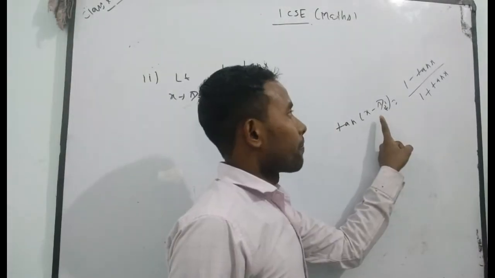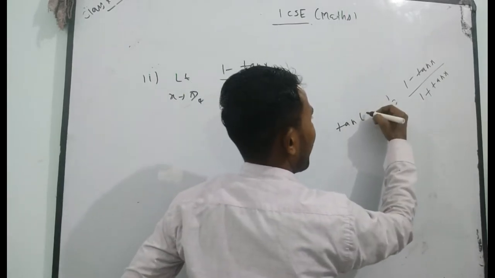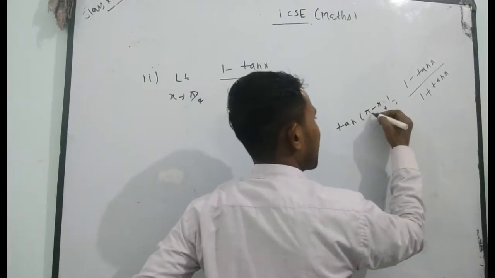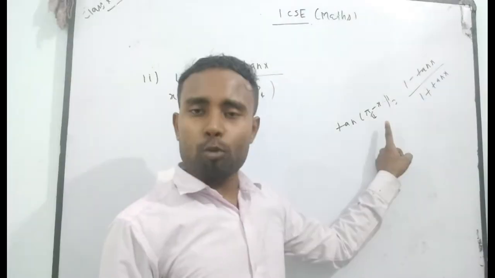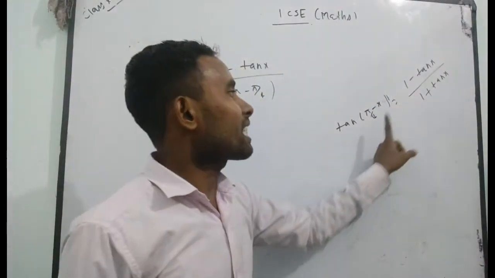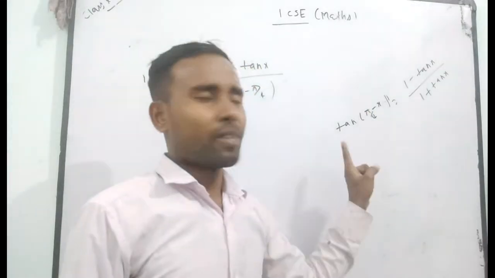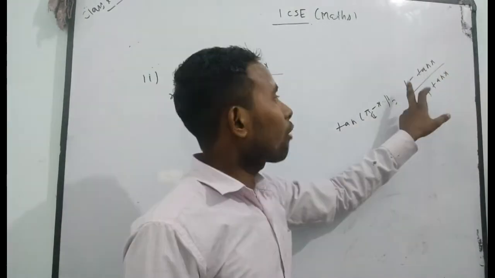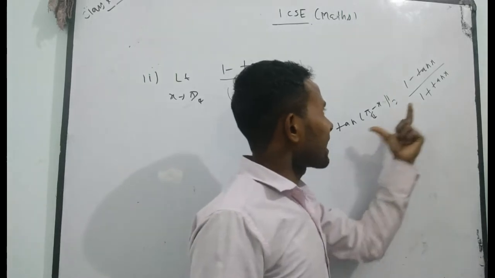Take tan(a minus b), with a equal to pi by 4 and b equal to x, that is tan(pi by 4 minus x). What is the formula of tan(a minus b)? It is (tan a minus tan b) divided by (1 plus tan a into tan b). Here tan a is tan pi by 4, which is 1, and tan b is tan x. Now can you write 1 minus tan x? 1 minus tan x is equal to tan(pi by 4 minus x) into (1 plus tan x).